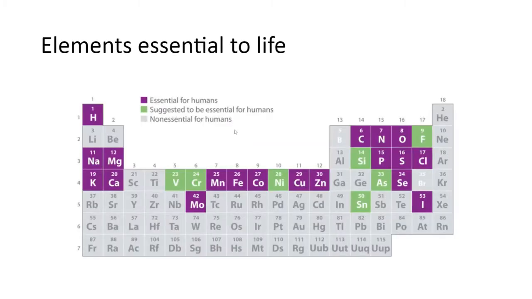We have the elements that are essential to life. So they're all the purple and green highlighted ones. The ones that we will deal with the most in biology are going to be hydrogen, carbon, nitrogen, and oxygen.